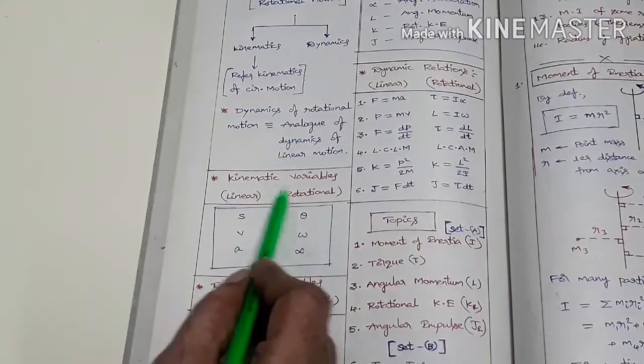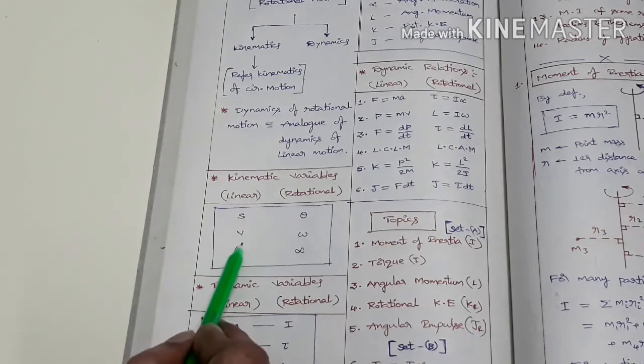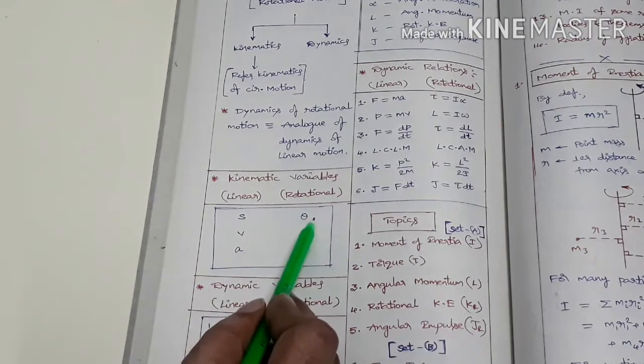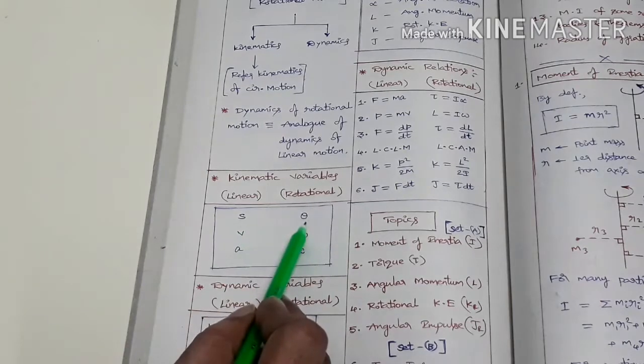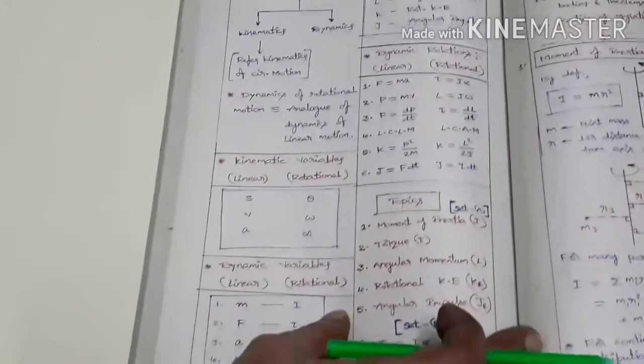See, for example, kinematic variables for linear motion: displacement S, linear velocity V, acceleration A. In rotational motion: angular displacement theta, angular velocity omega, angular acceleration alpha.